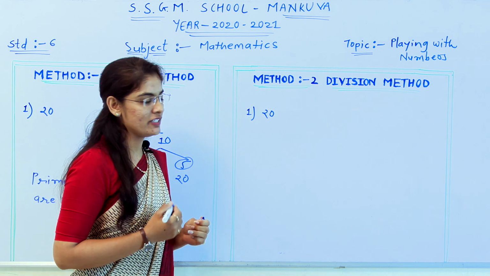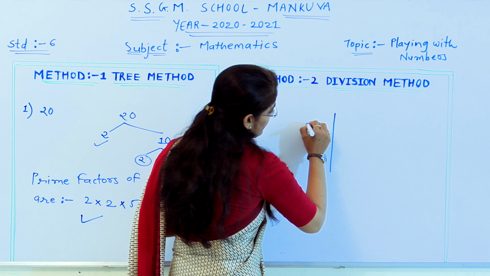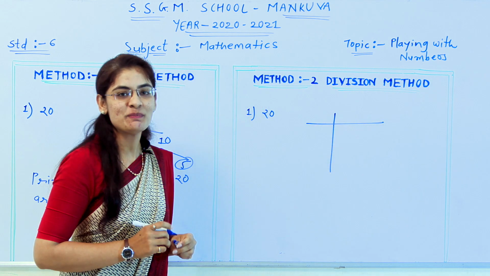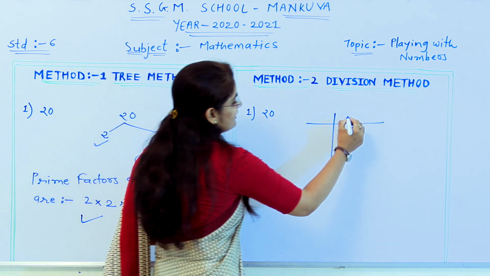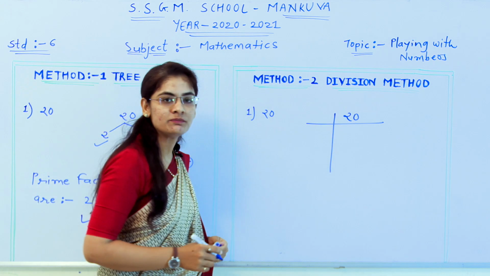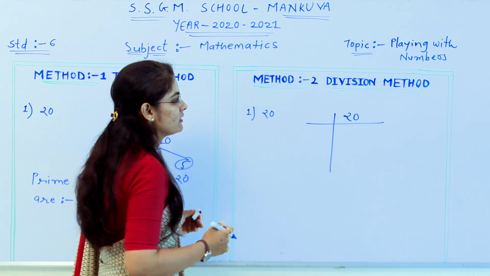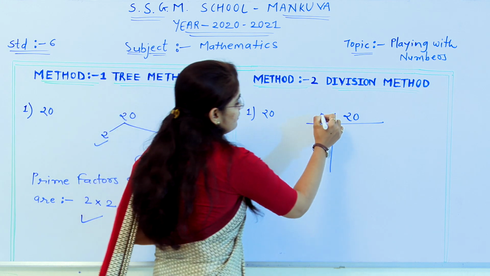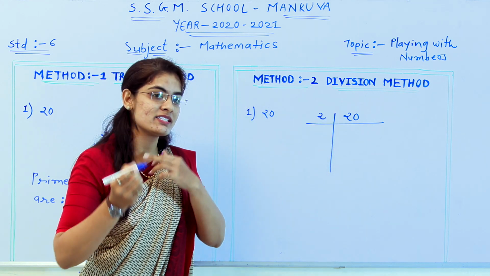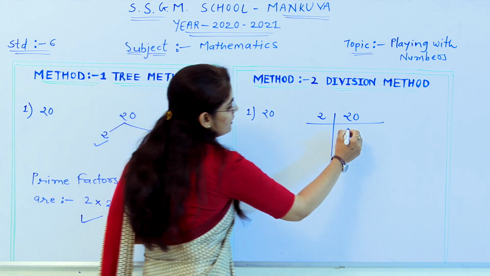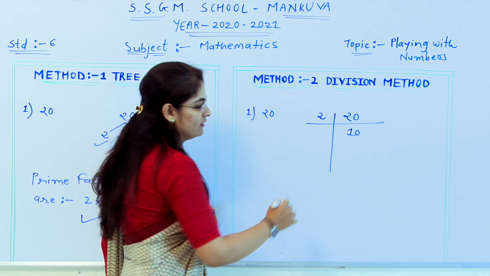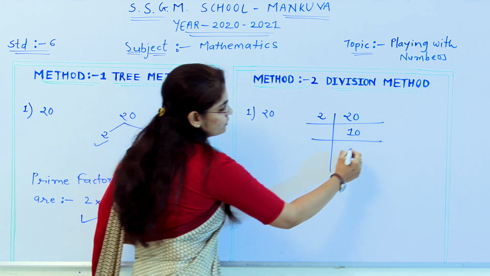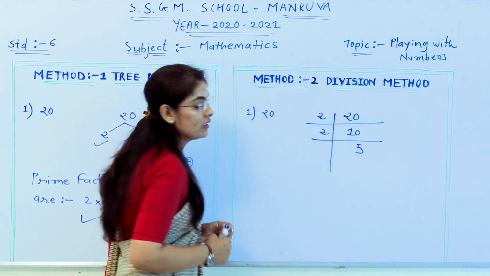What is the design of division method? We have to make like this with scale and pencil, right? Okay, so write here the example 20. Now start the division with the smallest prime number 2. 10 2s are 20. Again continue. 5 2s are 10. Again continue.